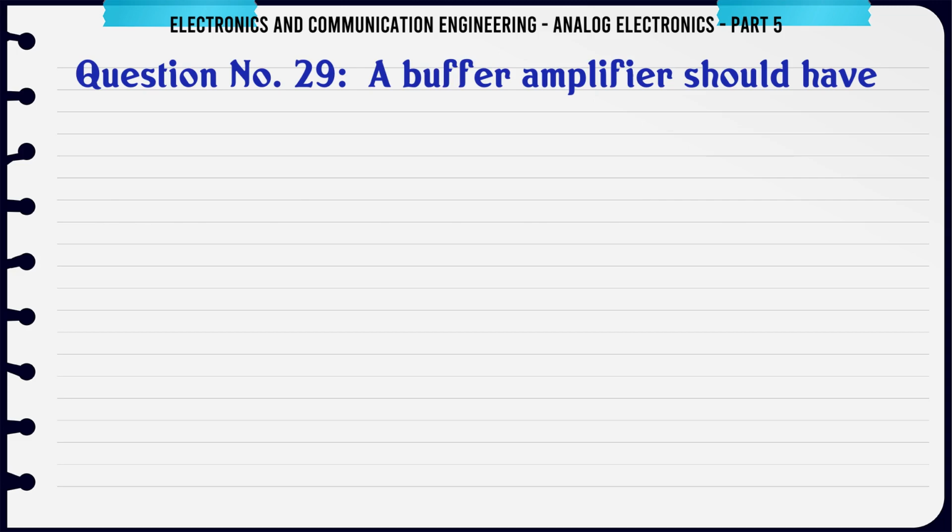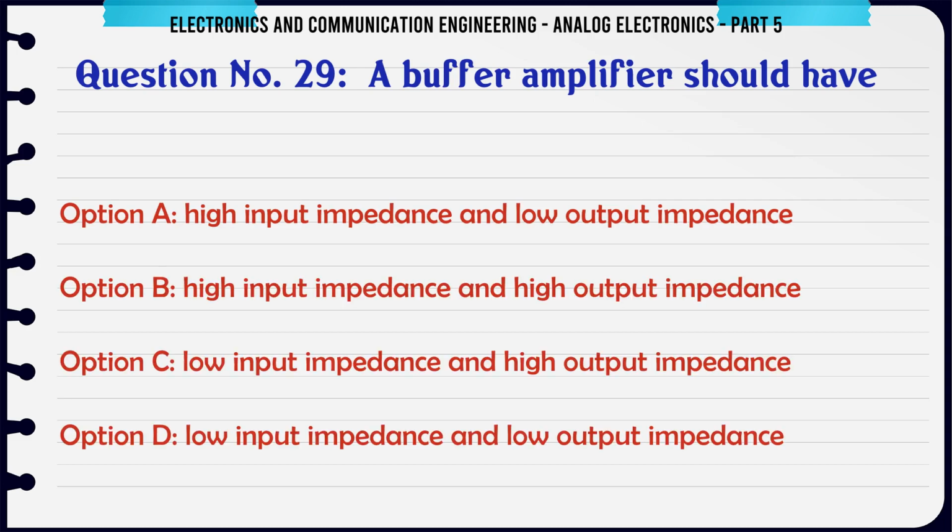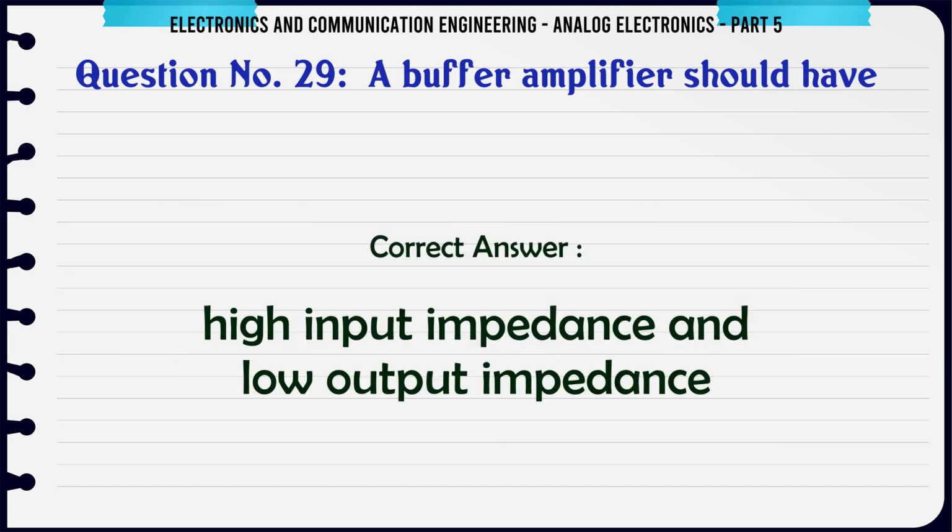A buffer amplifier should have: A, high input impedance and low output impedance; B, high input impedance and high output impedance; C, low input impedance and high output impedance; D, low input impedance and low output impedance. The correct answer is high input impedance and low output impedance.